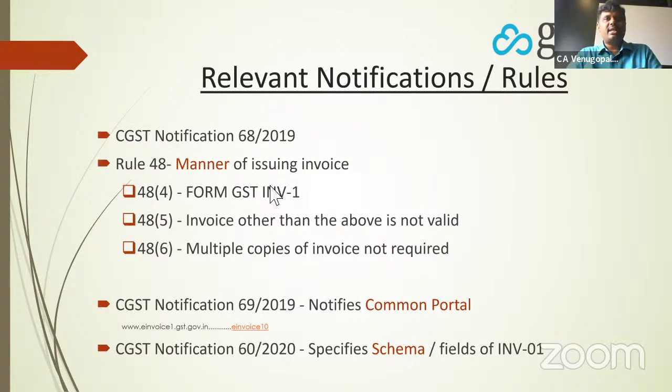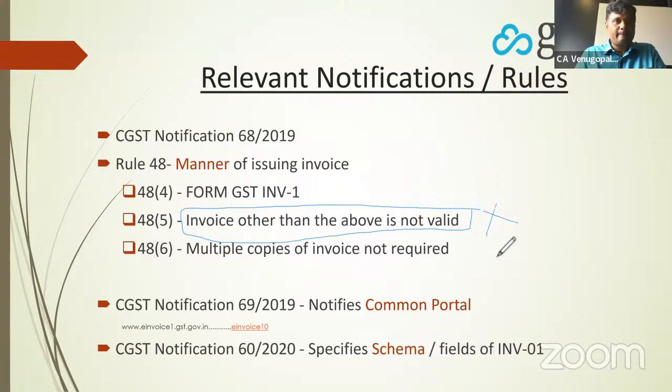Now, there are other relevant notifications one has to be aware of. First, notification 68/2019, which has given the origin to e-invoice and which clearly states if e-invoice is applicable to you and you are not doing e-invoice, the document which you are issuing is not valid. The document you are issuing under section 31 is not valid.